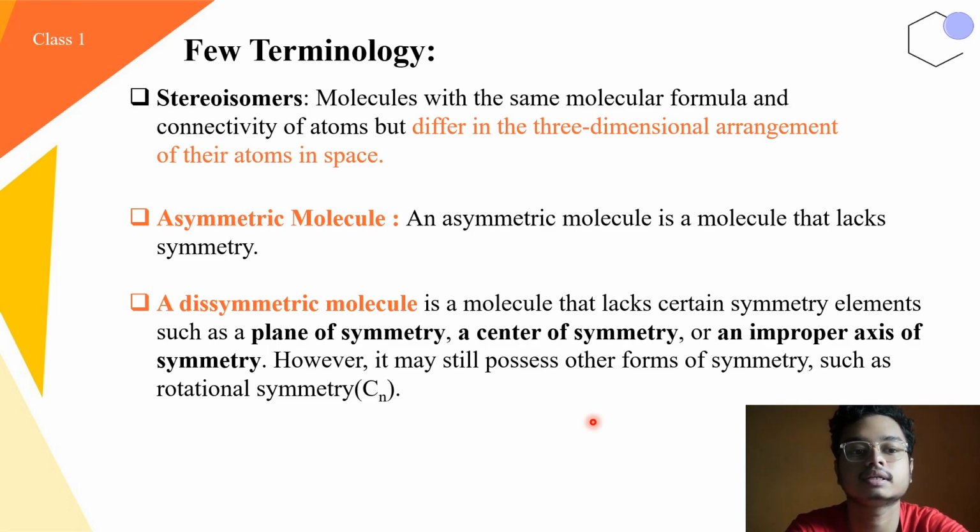And after that we talked about the terminology. Stereoisomers are isomers having the same bonding connectivity but a difference in the three-dimensional arrangement of atoms in space. An asymmetric molecule contains no symmetry at all. A dissymmetric molecule contains symmetry but lacks certain symmetry elements, like a plane of symmetry, center of symmetry, or improper axis of symmetry. In our next class we will talk about symmetry and symmetry elements in brief.